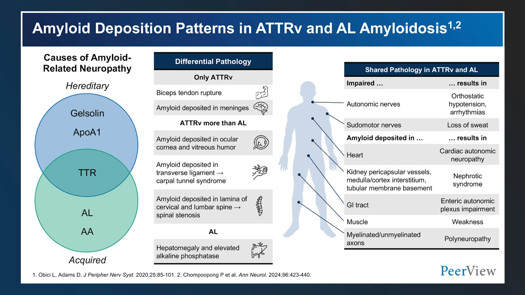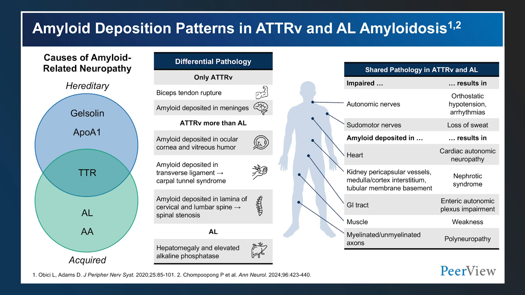However, there's some things that are more specific for ATTRv. So biceps tendon rupture, you see that really in wild type. You don't see it in AL amyloidosis. And one of the major reasons is AL is a rapidly progressive disorder. The ATTRv or the wild type are kind of more slowly. So you have much more hypertrophy on the echo for the heart than AL, and then you have tendon issues and carpal tunnel syndrome more frequently and so forth.